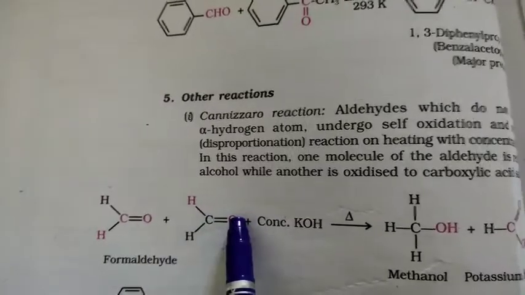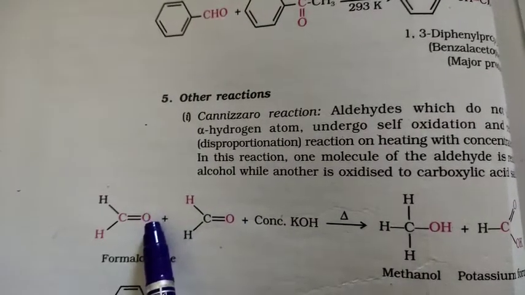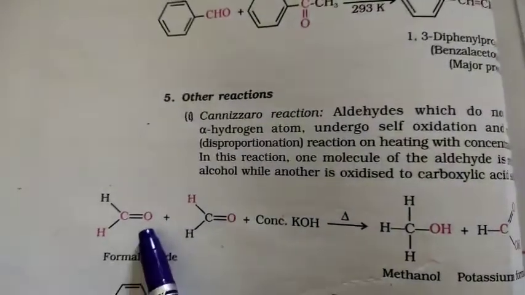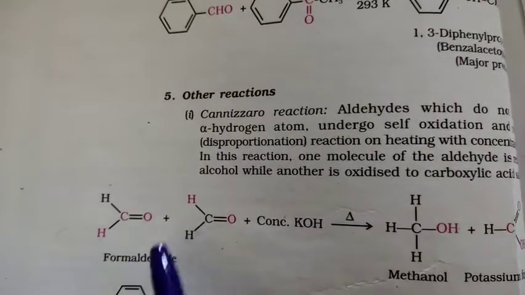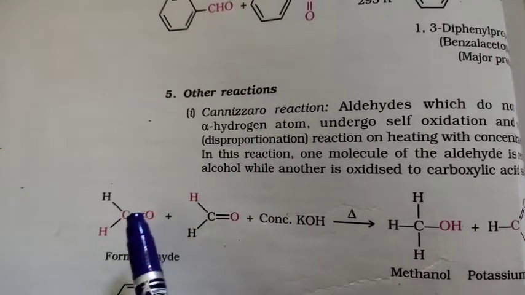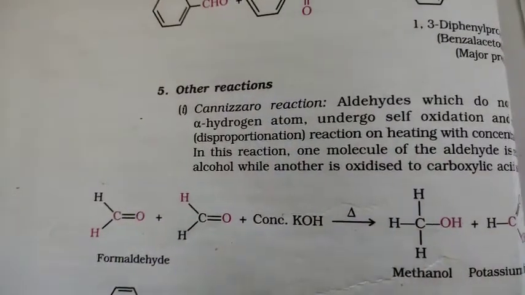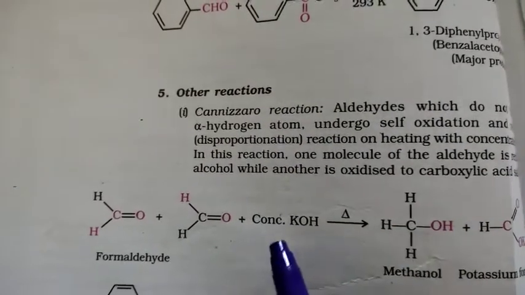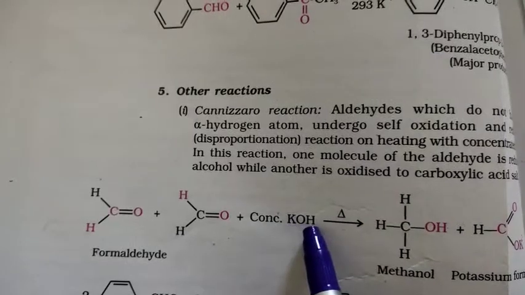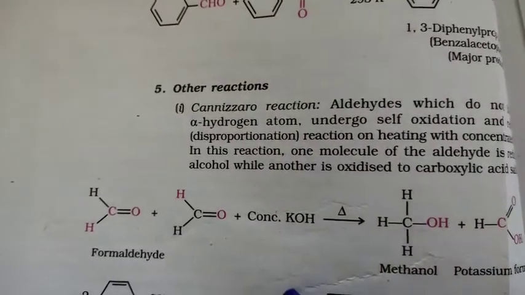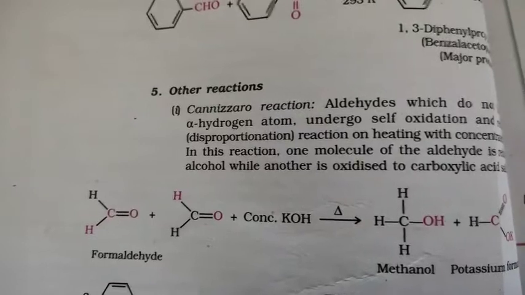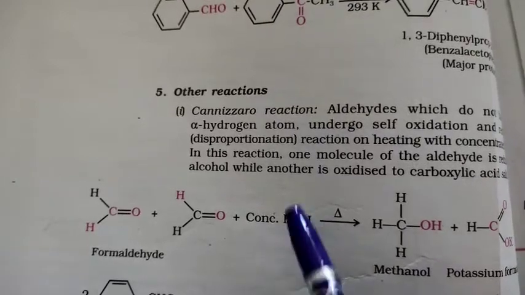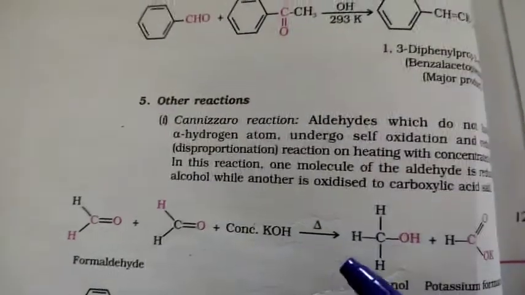Here there is no alpha hydrogen or alpha carbon, so the compound will itself undergo oxidation and reduction, right? We have to take two molecules of the same compound. One molecule will be converted to alcohol and the other will be converted to the salt. What type of salt it forms depends on the reagent. If we take potassium hydroxide, it will form the potassium carboxylate salt. If we take sodium hydroxide, it will form the sodium salt, right? But remember, we have to take concentrated alkali. These two are alkalis, you know, bases.